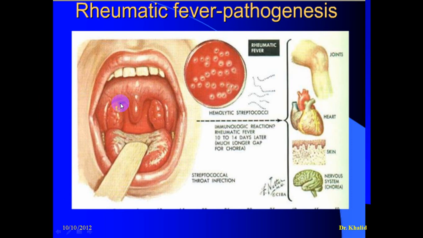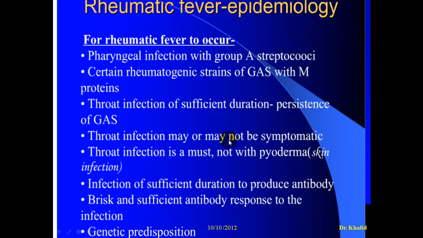Group A streptococcal tonsillopharyngitis leads to sequelae of arthritis, carditis, skin disease, and neurological disease. There are certain criteria for group A to produce acute rheumatic fever. Firstly, pharyngeal infection with a certain rheumatogenic strain of group A with the M protein, a throat infection of sufficient duration, and a persistent throat infection that may or may not be symptomatic.